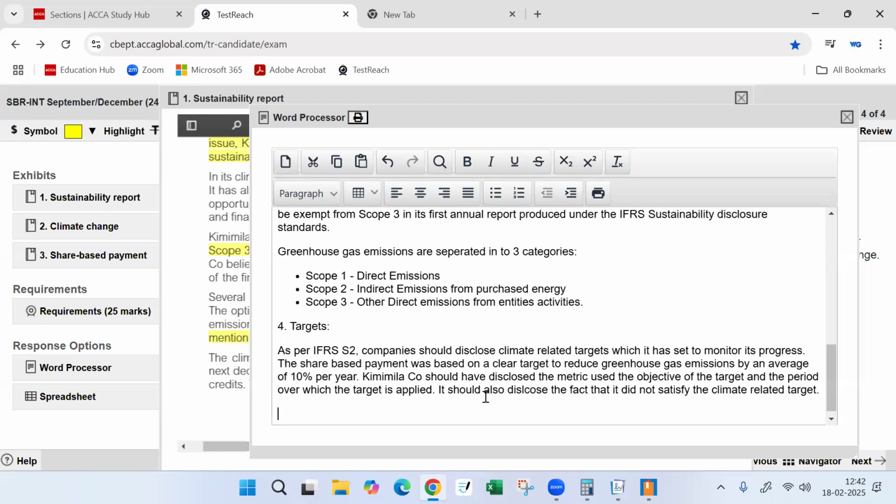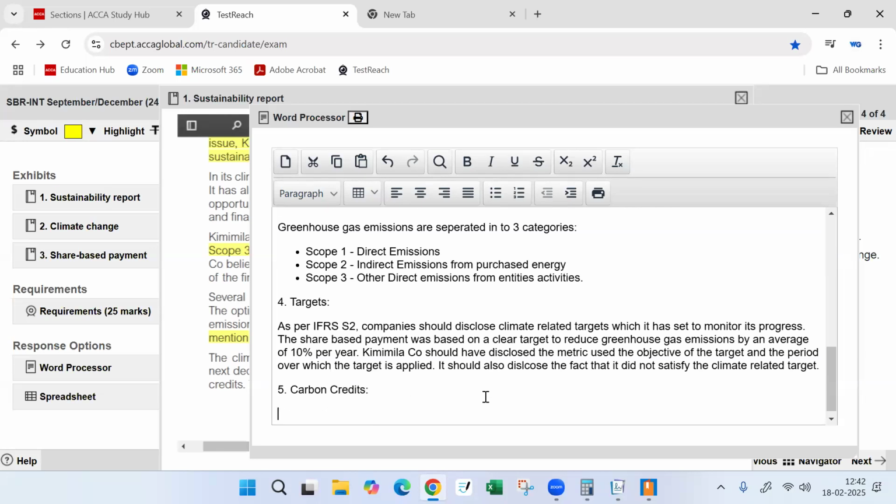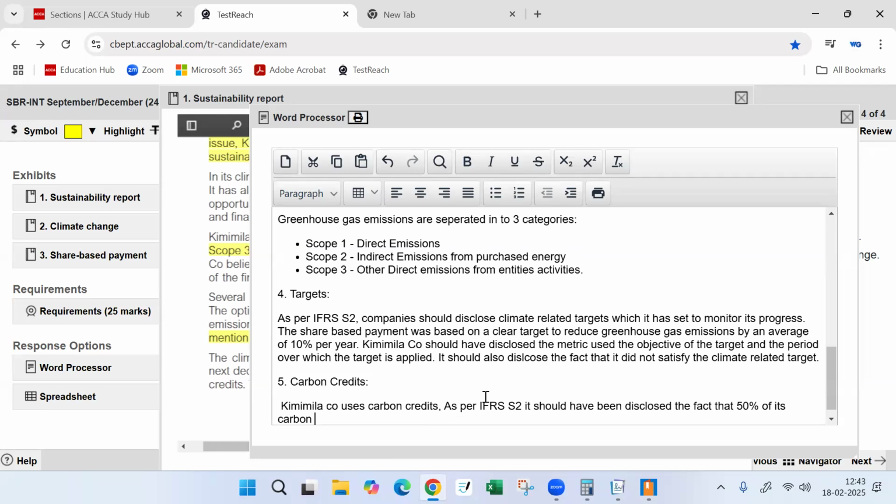Okay. And finally, which is on carbon credits. So Kimimila company uses carbon credits as per IFRS S2. It should have been disclosed the fact that 50% of its carbon reduction target is based on the use of carbon credits.